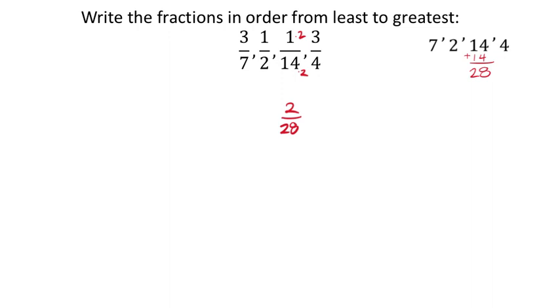So 7, I know I'd have to multiply that by 4. You can make a list, but 7 times 4 is going to equal 28. So over here, where I've got my 7ths, I would need to multiply that by 4 to get the new denominator of 28. But if I do it to the denominator, I've got to do it to the numerator as well. In the numerator, 3 times 4 is 12.